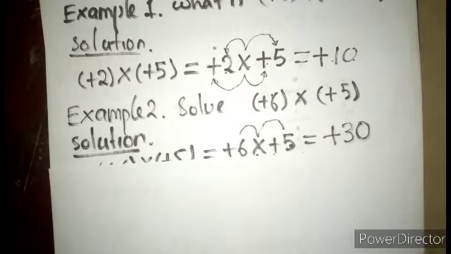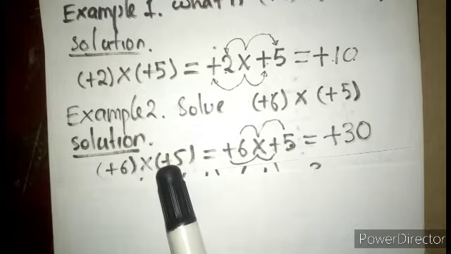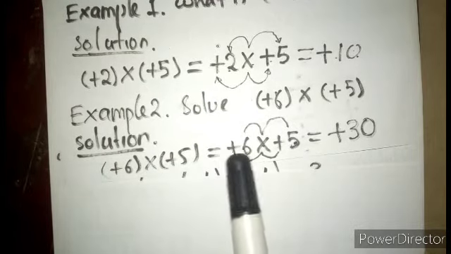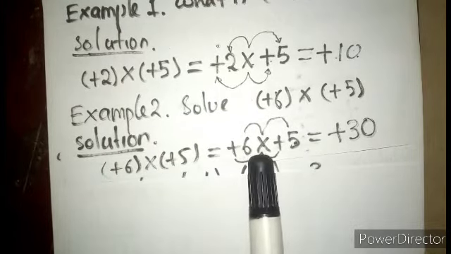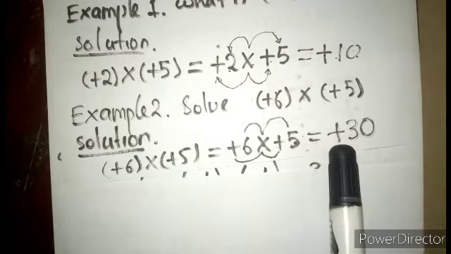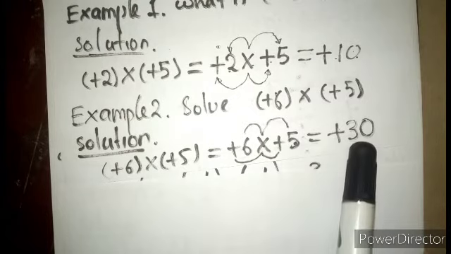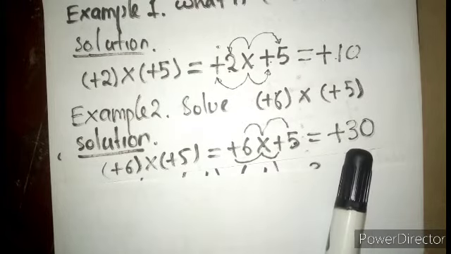Example 2, positive 6 times positive 5 is equal to positive 6 times positive 5. Remove the bracket. Then positive times positive is positive, while 6 times 5 is what? 30.